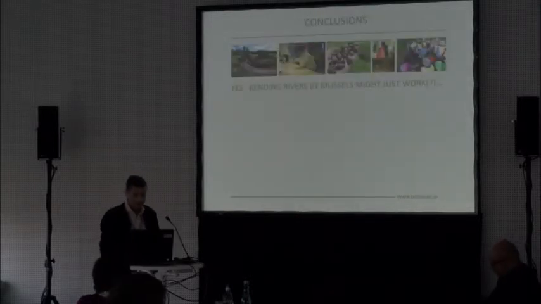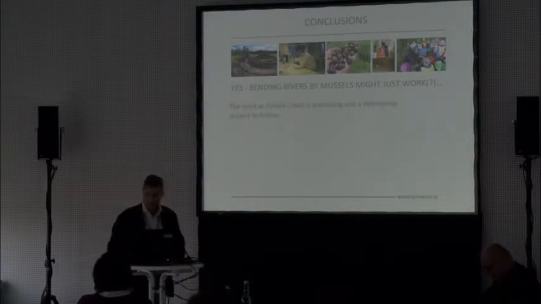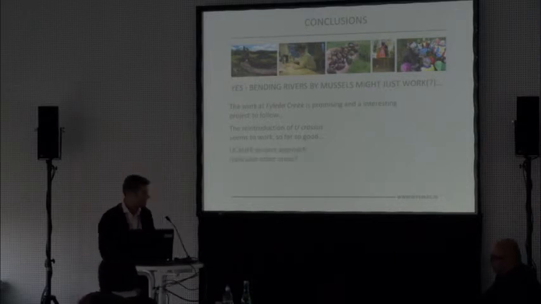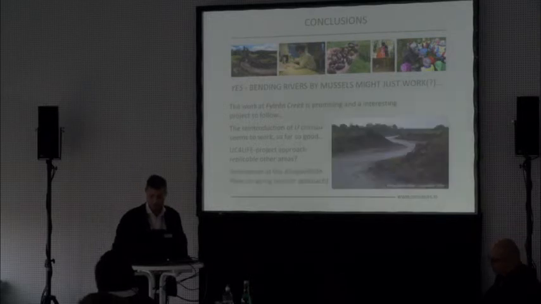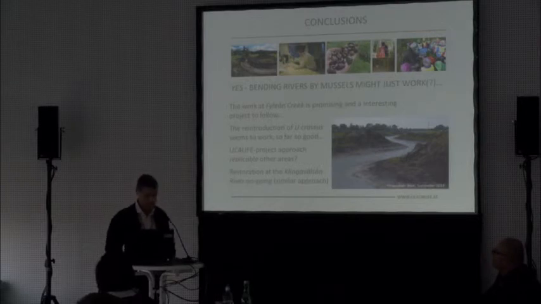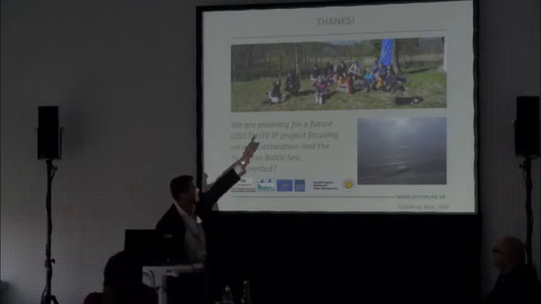So to conclude, we believe that it's possible to mend rivers by mussels, and the work in Fillion Creek is promising and an interesting project to follow. The reintroduction of the mussel seems to work. And we believe that this kind of approach is applicable in other areas, as we are doing the same thing, but on a much larger scale in a river section close by. So, with that I would end this presentation, just showing you the muscles of the project.